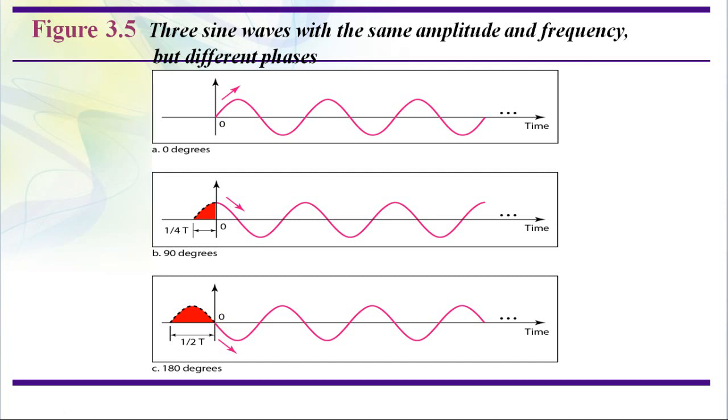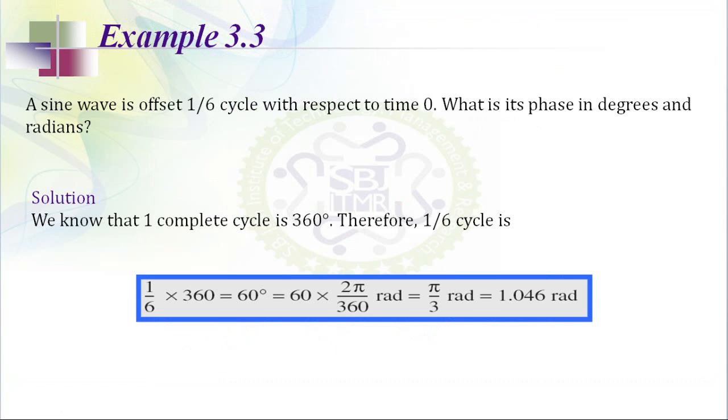Now we can solve one problem related to the phase and radian. So in this problem, a sine wave is offset 1/6 cycle with respect to time zero. यहाँ पे एक cycle दी हुई है, that is the 1/6 cycle, with respect to the zero. What is its phase in degrees and radian? ये हमको calculate करना है. So यहाँ पे solution दिया हुआ है. We know that one complete cycle is 360. Therefore 1/6 cycle is 1/6 into 360.